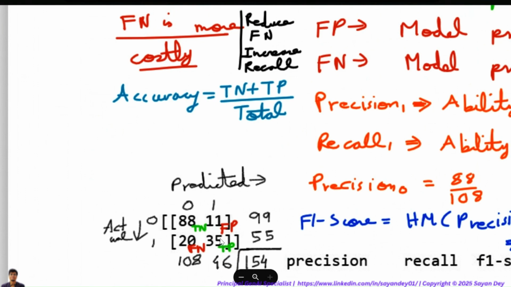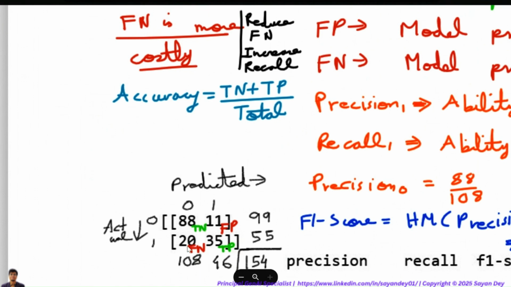But what is really interesting to know is the false positives and false negatives, because these are the errors. Whatever you're seeing in green are the correct predictions. These are correct negative predictions. These are correct positive predictions. Whatever you're seeing in red are the incorrect predictions.